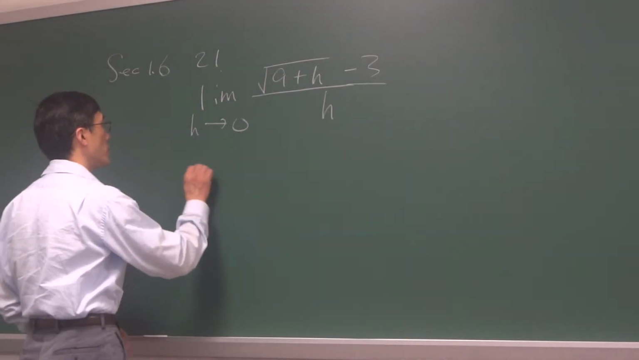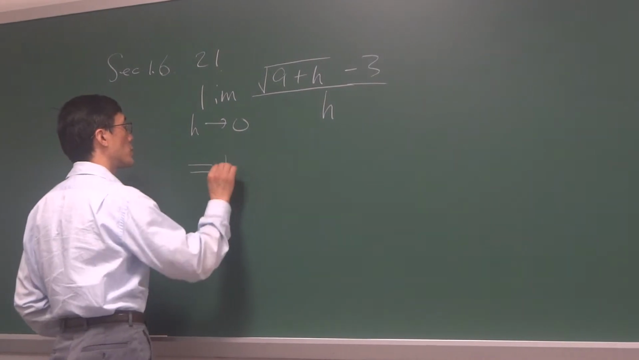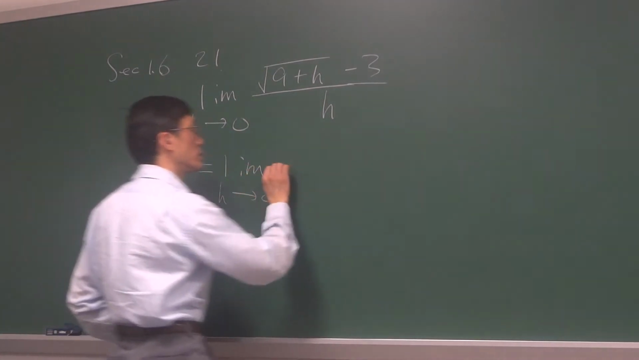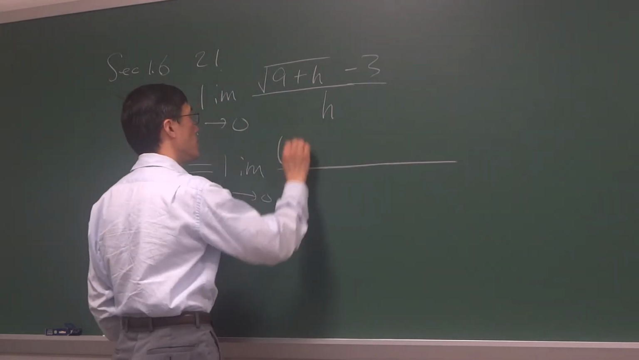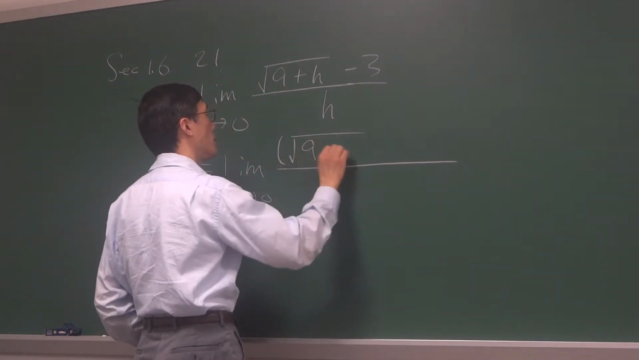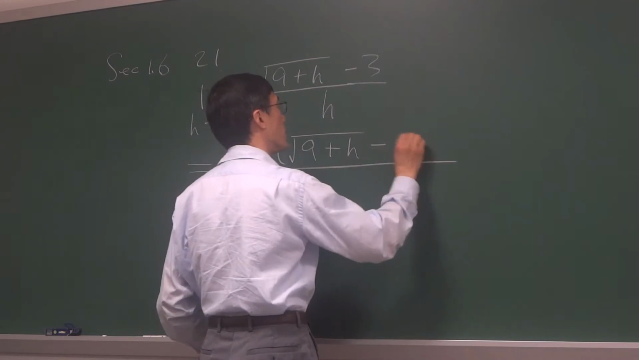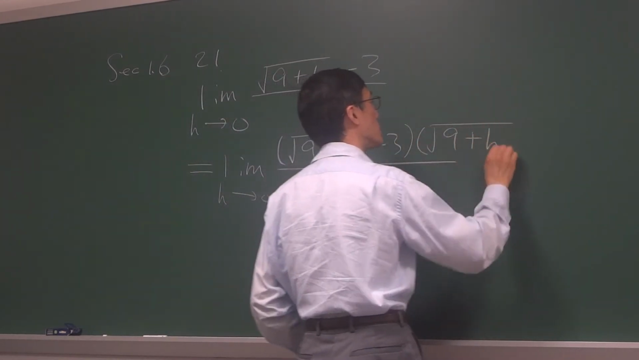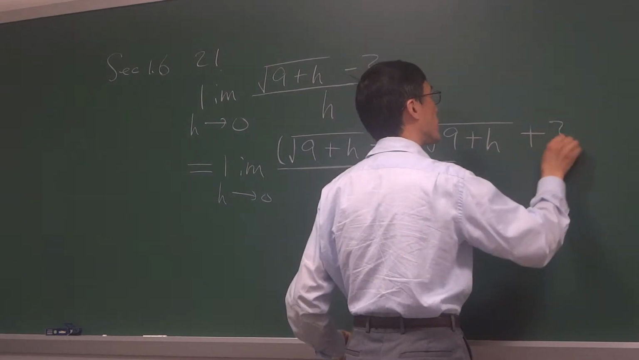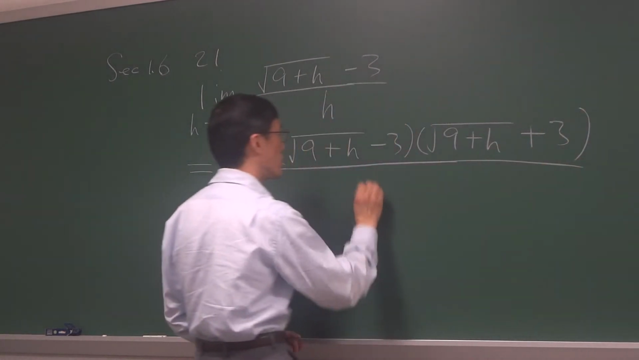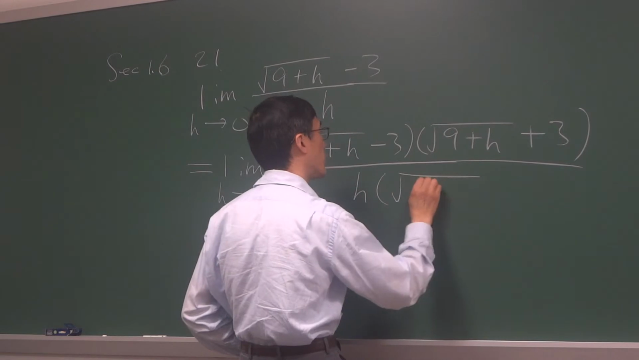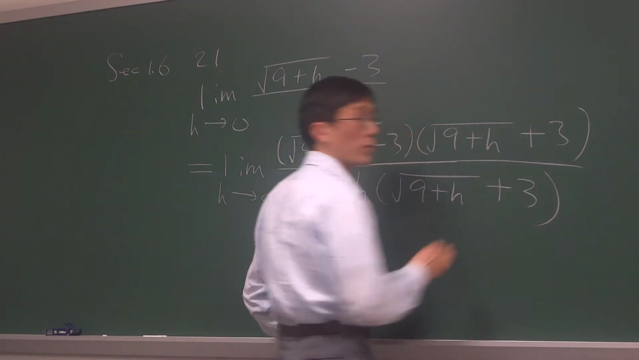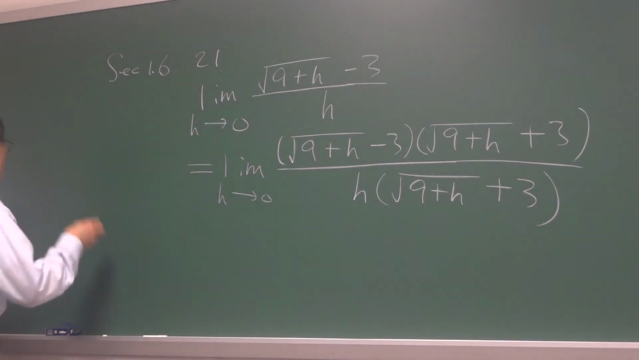What you can do, because this is an expression involving a square root, is to multiply top and bottom by the conjugate, which is the square root of 9 plus h plus 3. Okay, so multiply that to both top and the bottom. And now you apply the algebra formula.